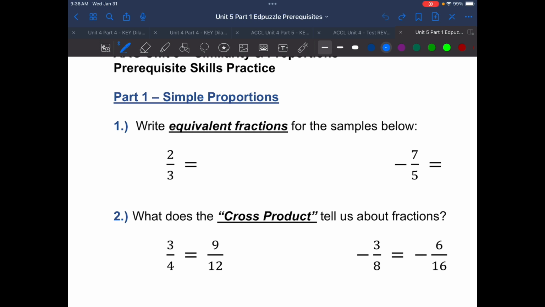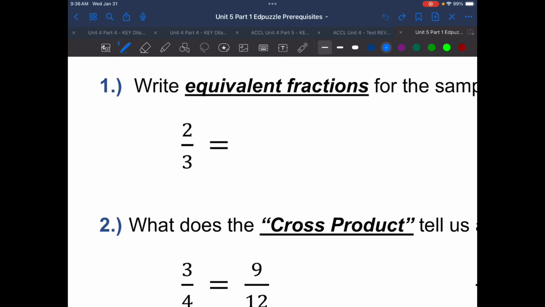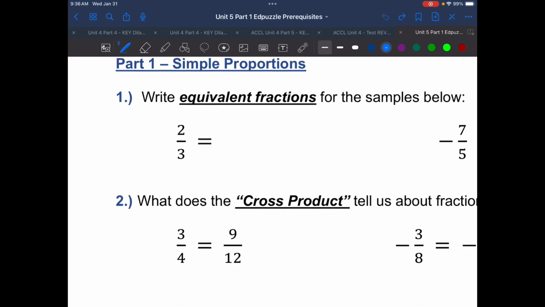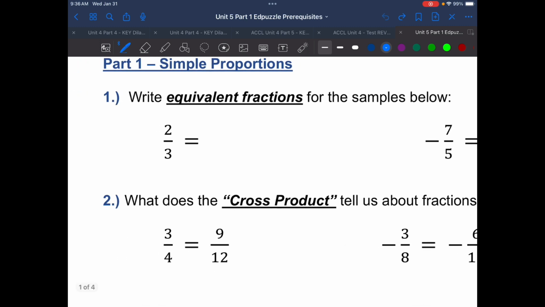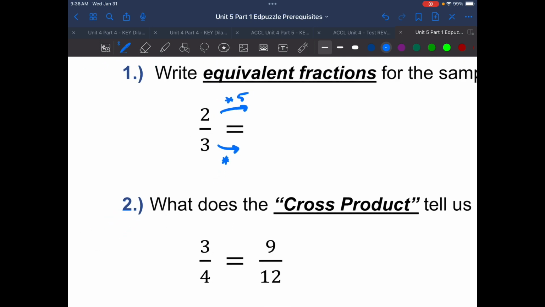So in order to think about what simple proportions are, we need to go back to earlier school, elementary school, middle school. But I want to write some equivalent fractions for the samples below, right? So 2/3 is our first example. So we could do things like, hey, multiply both the numerator and the denominator by 5. If we do that, we get an equivalent fraction. As long as we're doing the same thing to the top and the bottom, 2/3 is equivalent to 10/15, right?